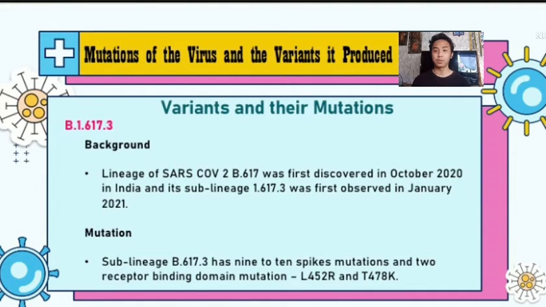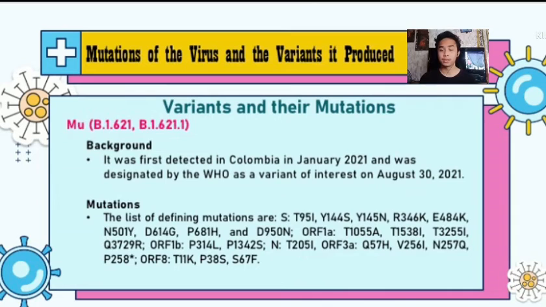B.1.617.3 is a lineage of SARS-CoV-2 B.1.617. It was discovered in January 2021 and contains a variety of mutations in the SARS-CoV-2 spike protein's N-terminal domain and receptor binding domain that may boost the variant's immune evasion potential. Sub-lineage B.1.617.3 has 9 to 10 spike mutations and 2 receptor binding domain mutations, L452R and T478K. It is most common in the countries of Turkey, India, United States of America, Angola, and United Kingdom.